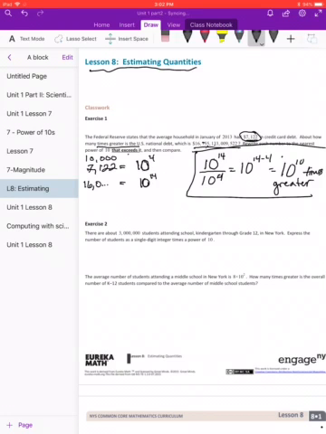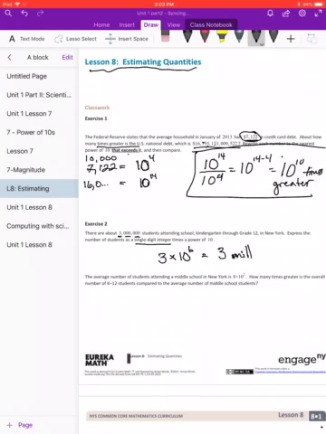This says there are about 3 million students attending K-12 in New York. Express the number of students as a single-digit integer. Remember, integers are whole numbers. Times a power of 10. So my single digit is going to be 3 times a power of 10. Well, what power of 10 times 3 equals 3 million? That would be to the 6th power. I got 3 zeros, 3 more zeros, that's 6 zeros. So this is equal to 3 million. All right? 3 million. I still have trouble writing, even with a pen.